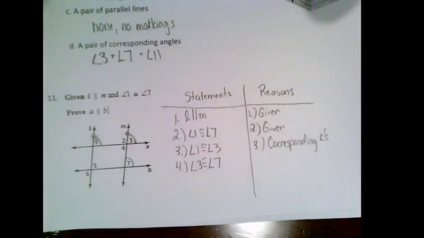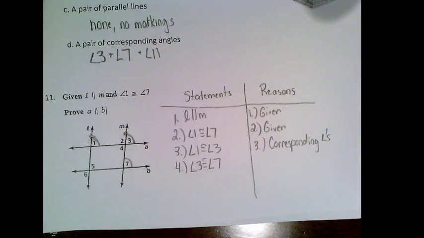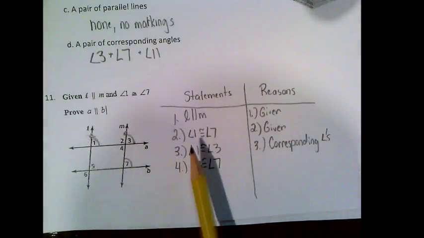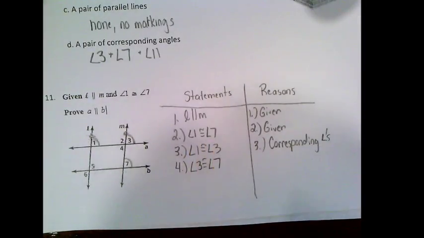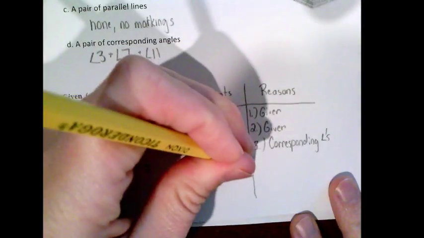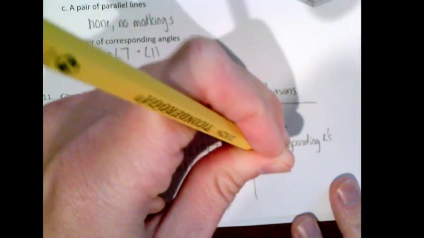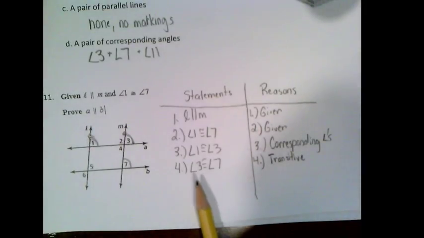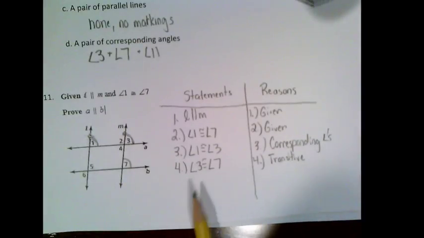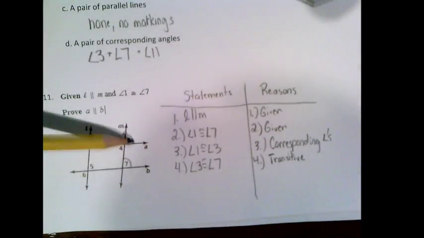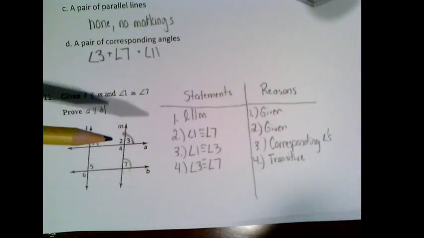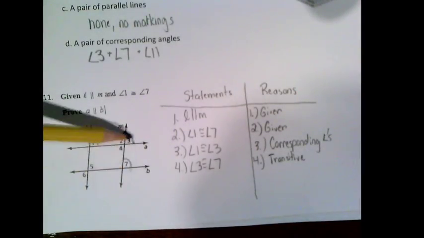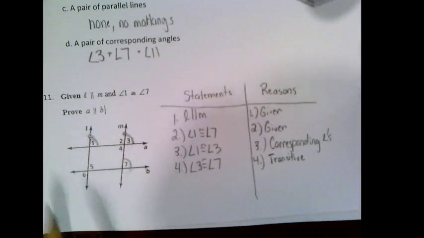Okay. Yes. Good answers. Corresponding and transitive. Yes, both of those work. Because if 1 is equal to 7 and 1 is equal to 3, then 3 is equal to 7. So I would personally put transitive. It just makes you sound smarter. And that is going to be more of the answer you're looking for. So now I know 3 is congruent to 7. So I have now proved that these 2 angles are congruent, then I now know that A is parallel to B.